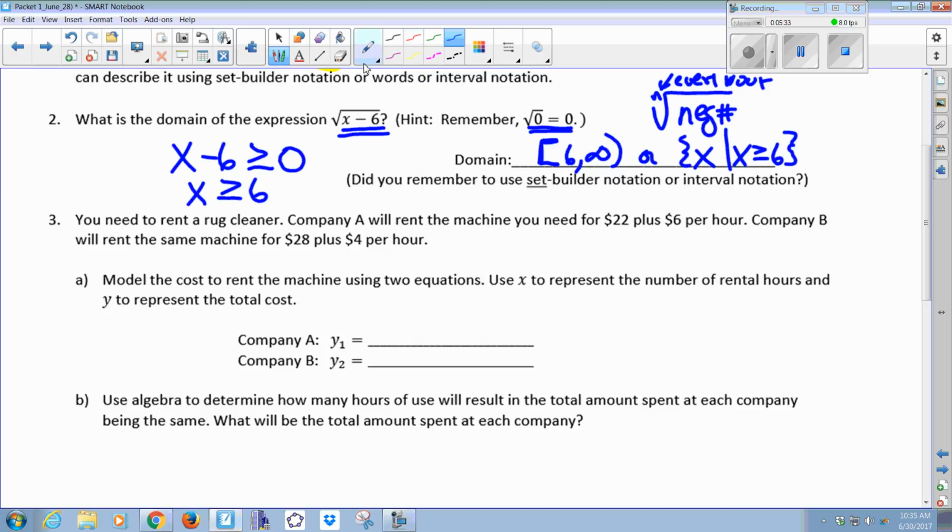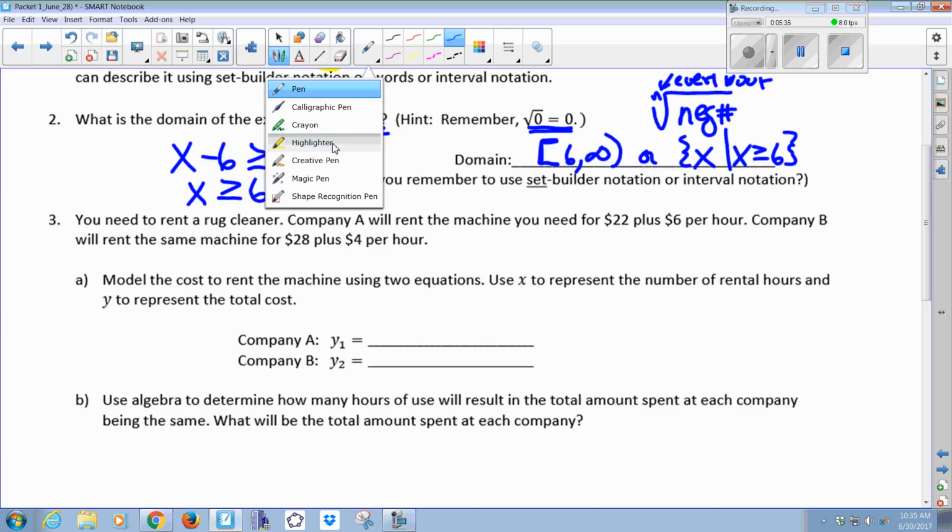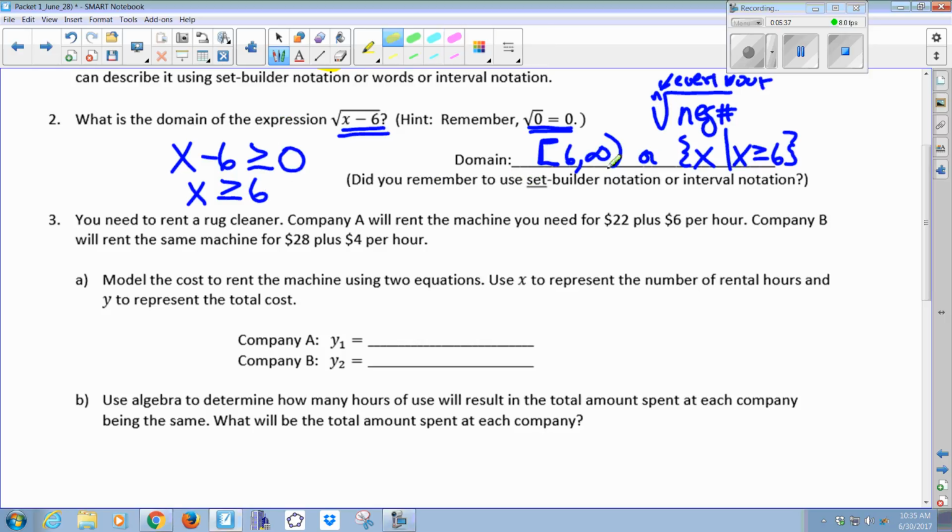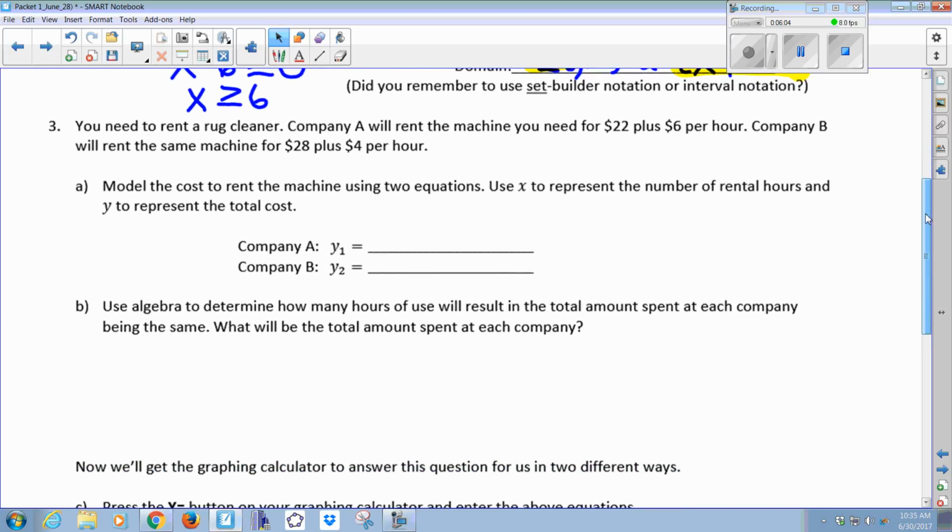Again, what's really important for you to recognize is that when you describe a domain, it's always some kind of set. This interval represents a set of numbers, and then set builder notation represents a set of numbers as well. So you'll have some practice with that idea in your homework. Now we're going to move on to using graphing calculators as well as algebra to solve some problems.